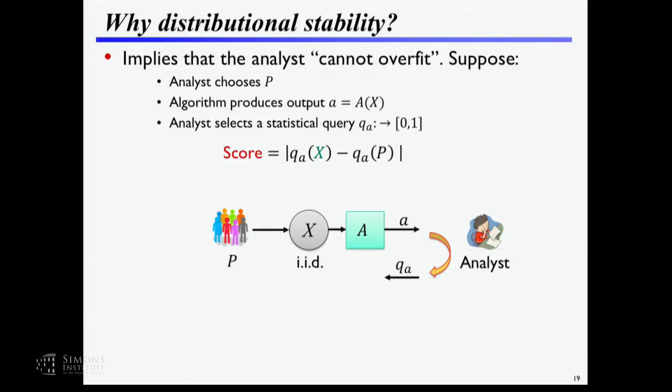So you can think of this as an overfitting game. Imagine we've got this malicious analyst to model the worst possible case, who is trying to come up with as nasty a query as possible. And of course, this is the same thing as asking the difference between the value of the query on this data set and the value of the query on a freshly sampled data set from the same distribution.